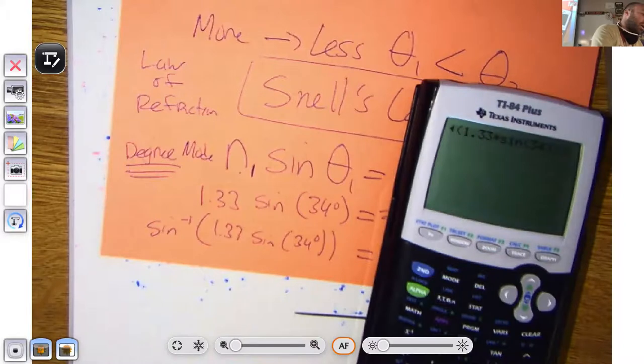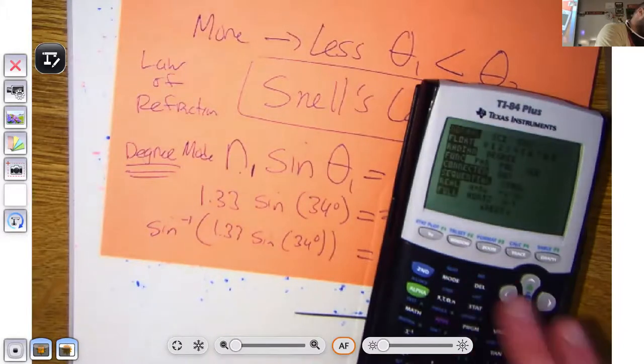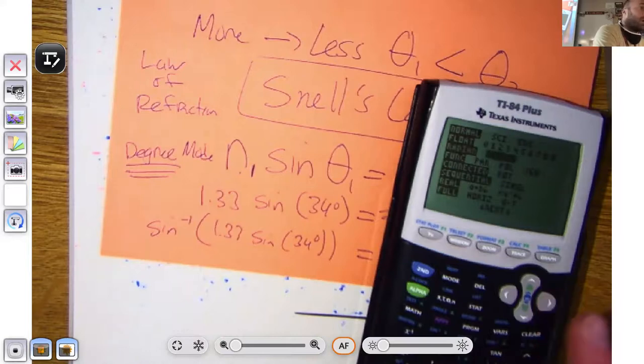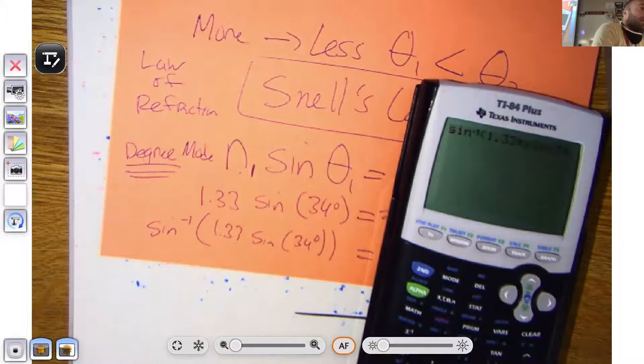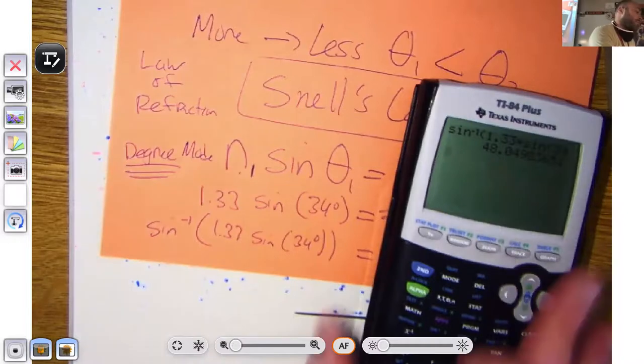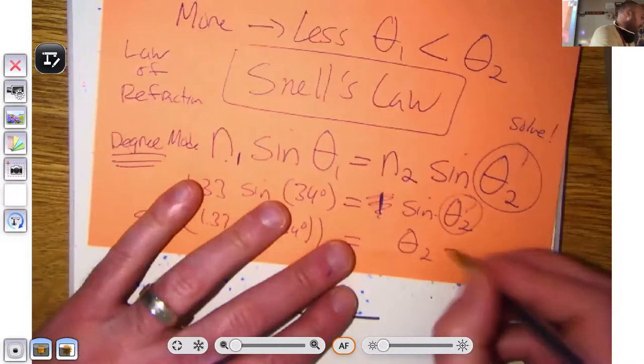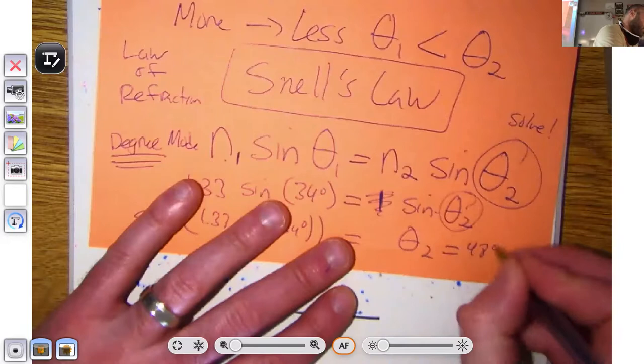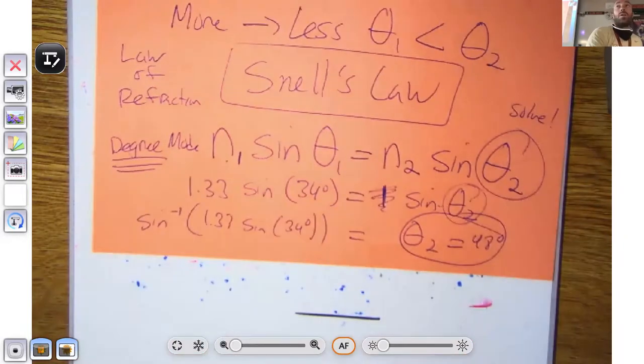And if I go ahead and double check. Oh, I'm in radian mode. Good thing I checked. Otherwise, that would have given me some weird numbers. Got to make sure degree mode is highlighted. Perfect. And now let's go ahead and hit enter. And it looks like solving for theta 2 gave me an angle measurement of roughly 48 degrees. Any questions with that one?